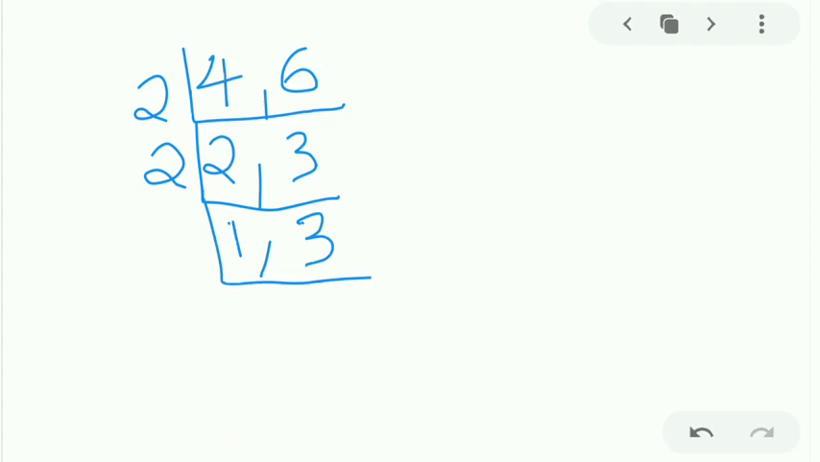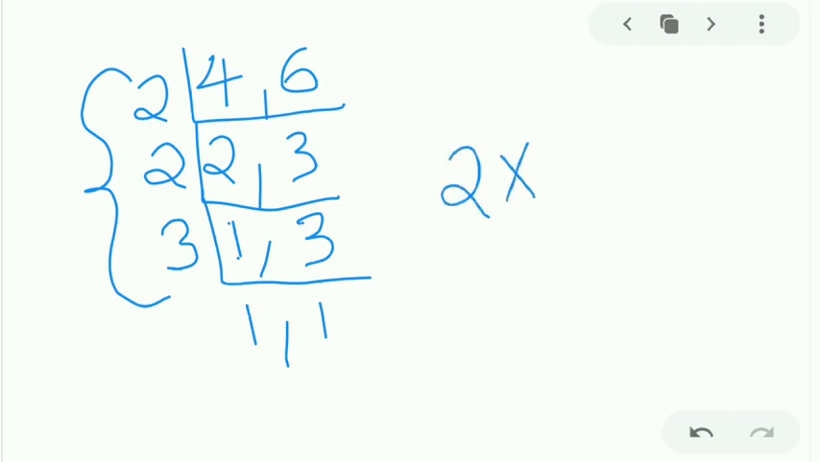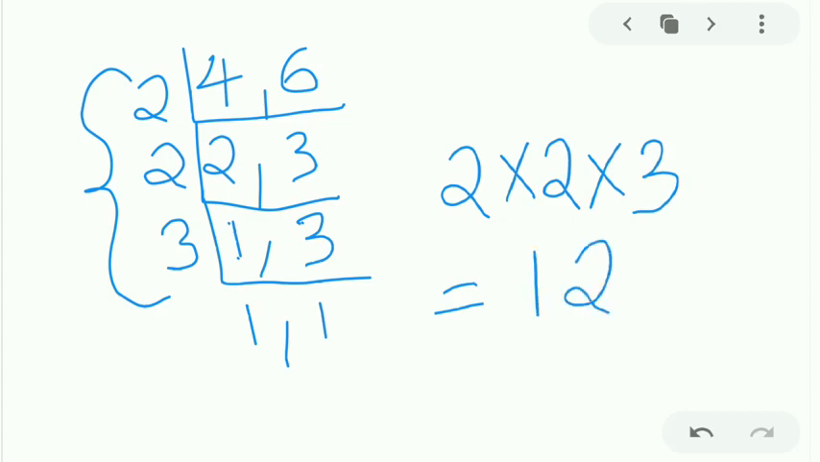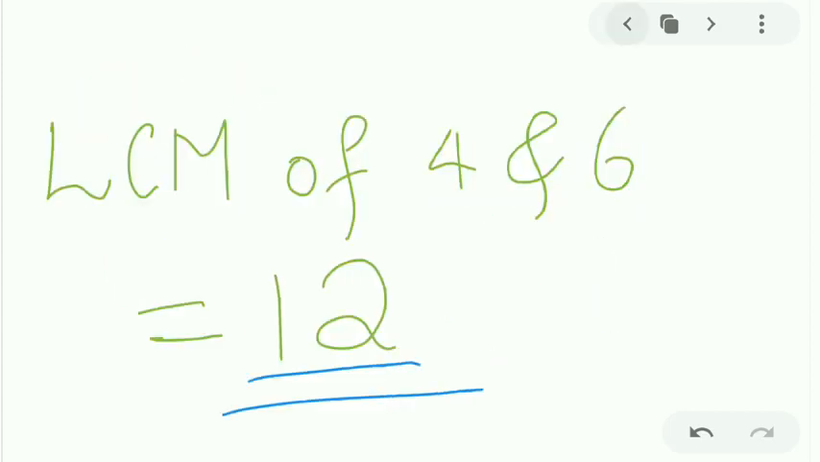In the next step, divide by the next prime number, which is 3. Here the number 3 is divisible by the prime number 3, so you have to take it down. Then keep 1 as it is. Then in 3, one time 3 is there, so 3 into 1 is 3. You can write like this. When all the numbers become 1, you can stop there, and take all the left side numbers and multiply them. The product of these numbers gives the least common multiple of the given numbers. Now it is 2 into 2 into 3, which is 12.